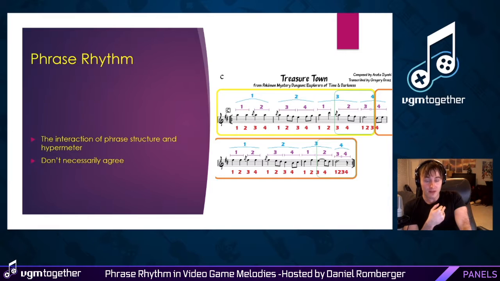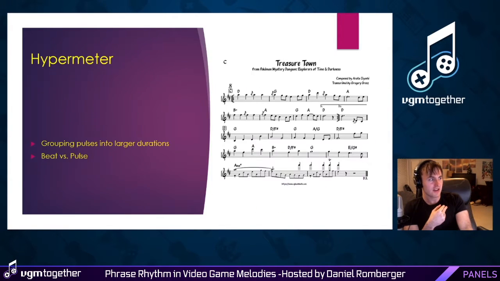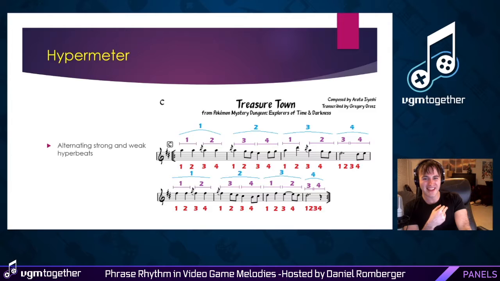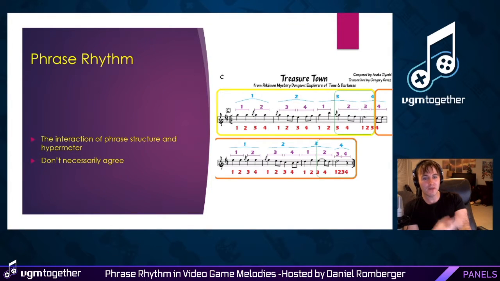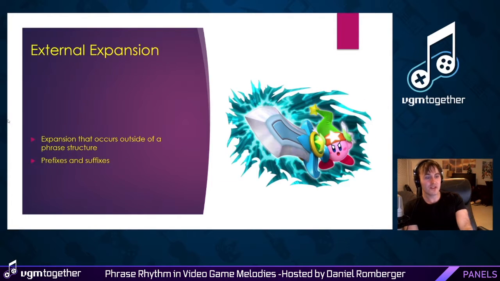So the interesting part is that phrase structure and hypermeter don't necessarily agree. So I'm going to be spending a lot of the rest of this panel talking about examples that don't agree. So let's go to some issues with phrase rhythm. I say issues, I mean some situations in phrase rhythm where the phrase structure and the hypermeter do not agree.